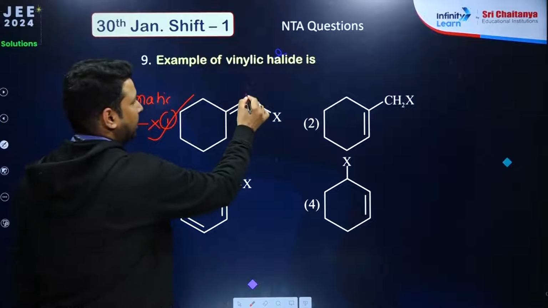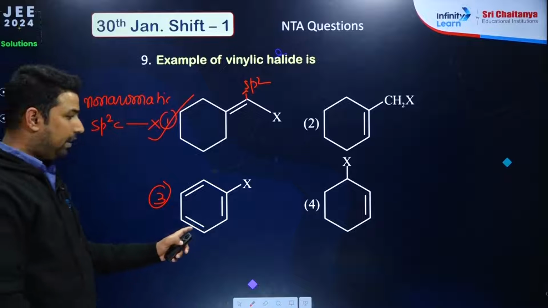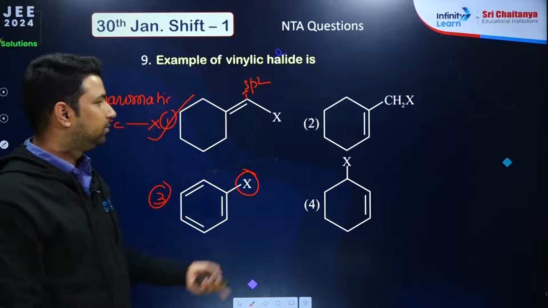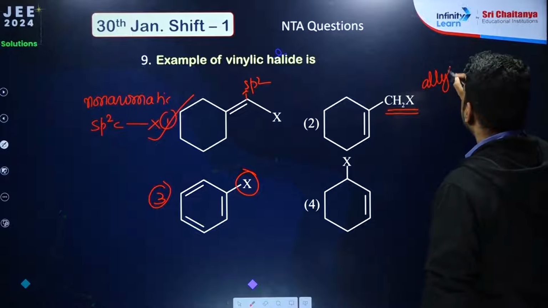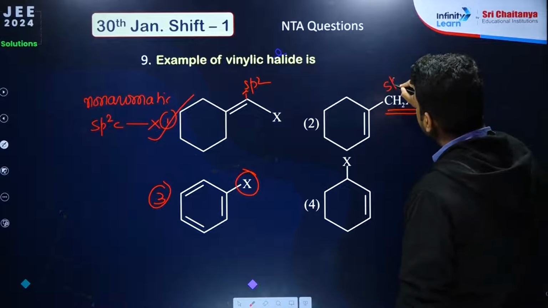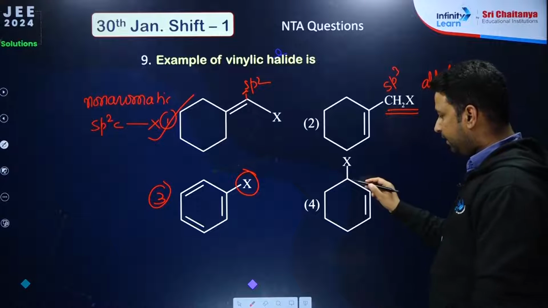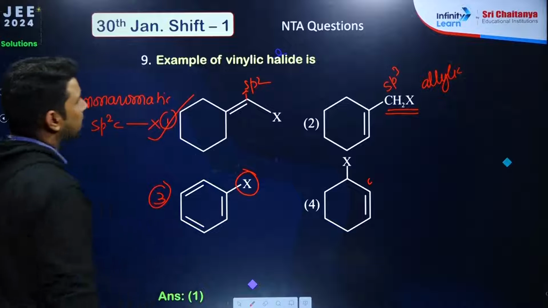Here the carbon is sp2 and it is non-aromatic. But here it is aromatic. That's why this halogen is not vinylic. It is arylic. Again, this one is called allylic because it is connected to an sp3 carbon, which is connected to sp2. So this is allylic, and this is again allylic. So the answer will be the first option.